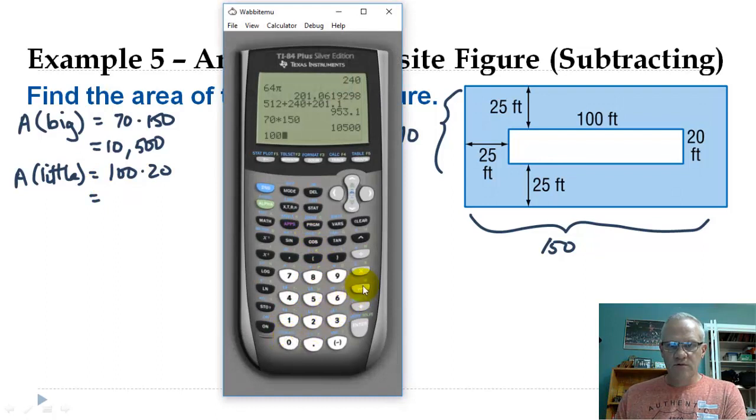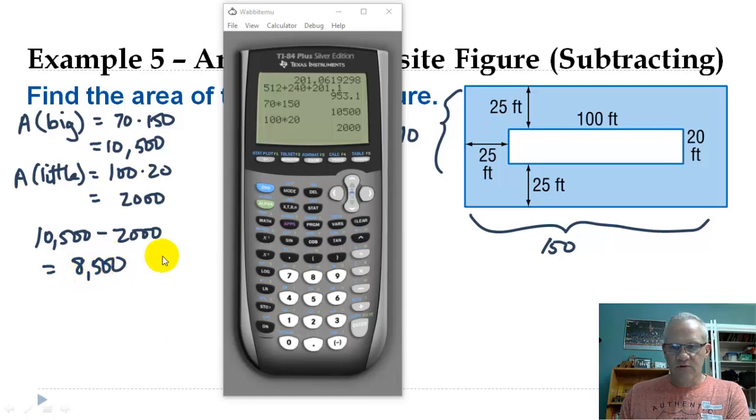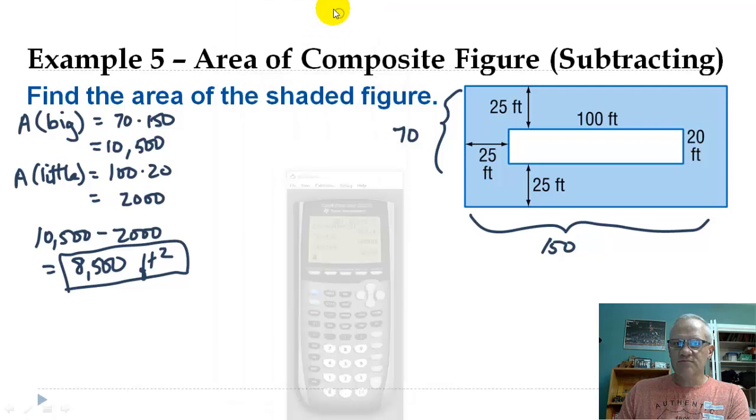100 times 20. So 2,000. And then what we do is we just subtract that 2,000. So this will be 10,500 minus 2,000, and so that would be what? 8,500 feet squared. That would be the area of just the blue shaded section.